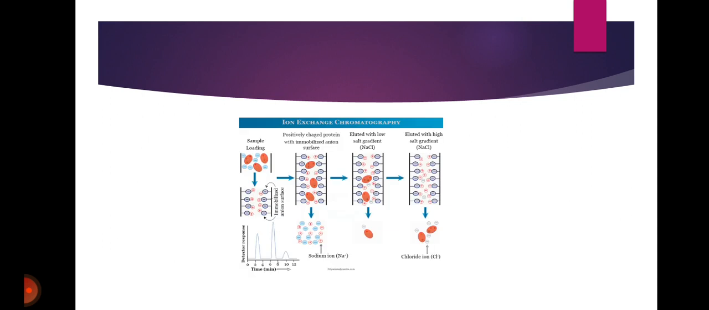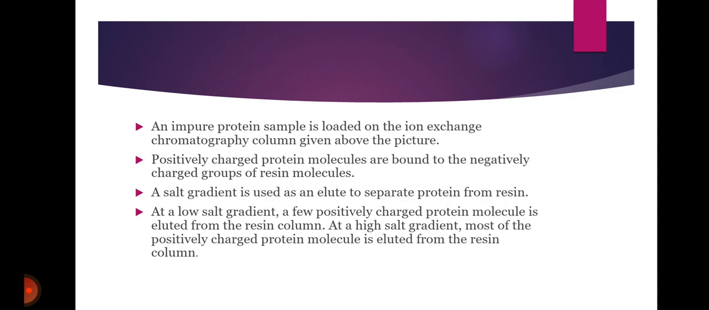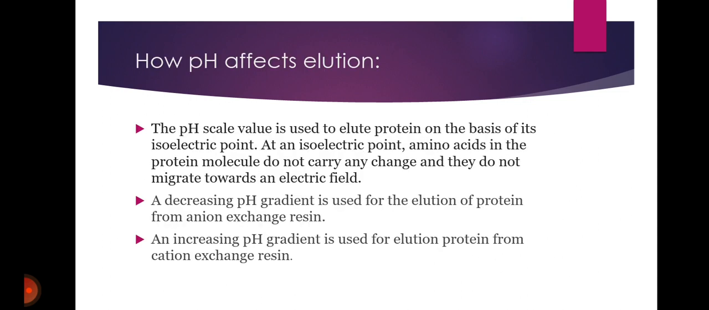Now see the diagram. First of all, we have to load the sample. In the second step, you can see the positively charged protein with the immobilized ion surface. In the third column, eluted with low salt gradient, a few molecules are eluted. In the fourth, eluted with high salt gradient, it means high NaCl is used, more chloride ions are eluted from the column. Now how does pH affect elution?